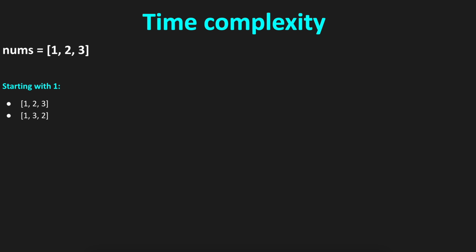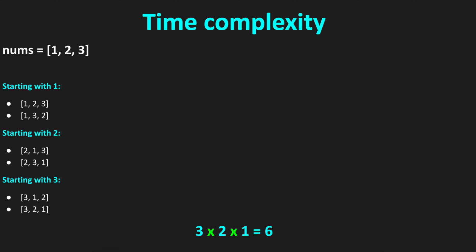For example, starting with 1, we have two permutations. Starting from 2, again we have 2 permutations, and starting from 3 we also have two permutations. So 3 multiplied by 2 multiplied by 1 gives us 6, which is our n factorial.